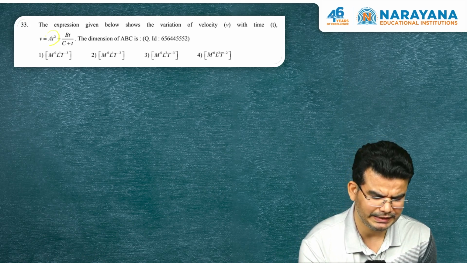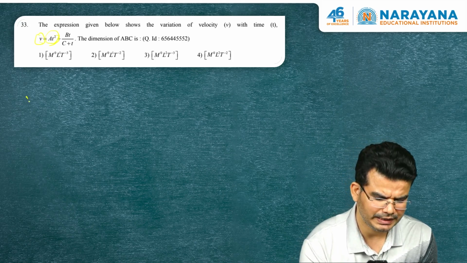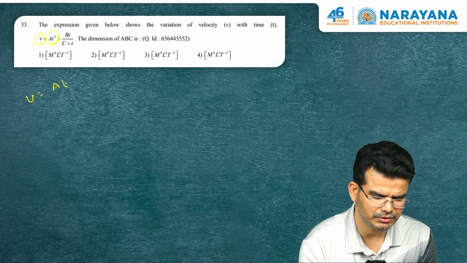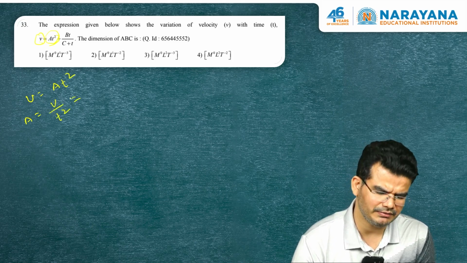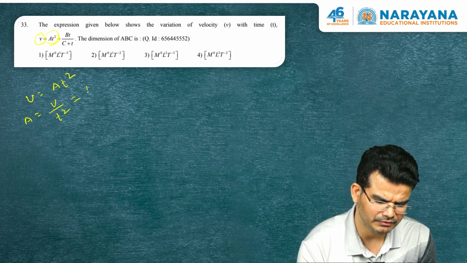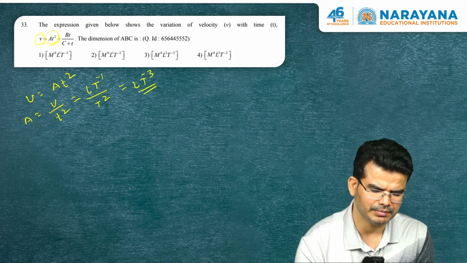So, I can say a t square and v, they are on both sides, so dimensionally they should be equal. So, I can say v is dimensionally equal to a t square. So, a is dimensionally v by t square. V is L T minus 1, upon T square. So, a is coming as L T minus 3, very simple.